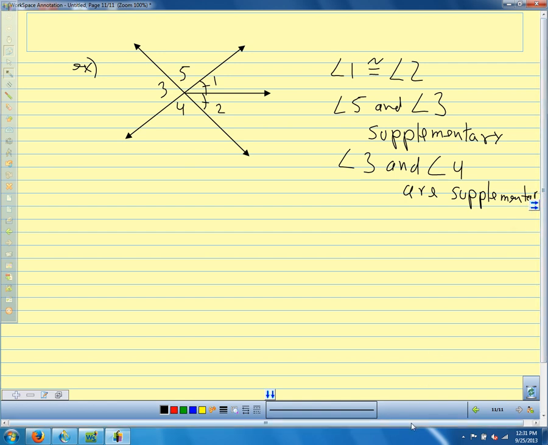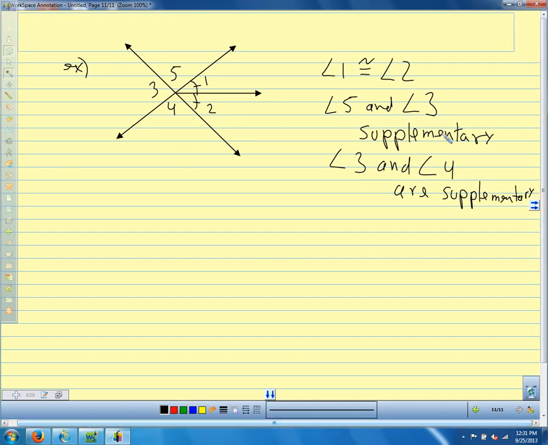What's another way we could say angle 5 and angle 3 are supplementary, angle 3 and angle 4 are supplementary? They form a linear pair. So angle 3 and 5 and angle 3 and 4 form a linear pair. Anything else we can figure out?